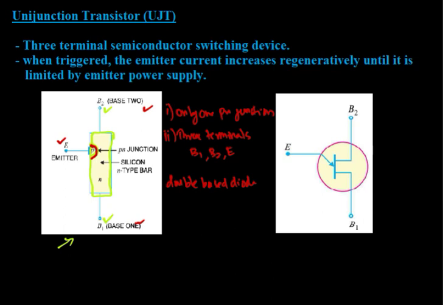And when we are considering the doping concentration, the emitter E is heavily doped, compared to the base terminals B1 and B2, which are very lightly doped.